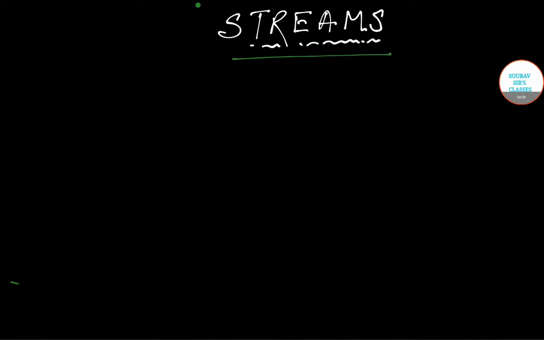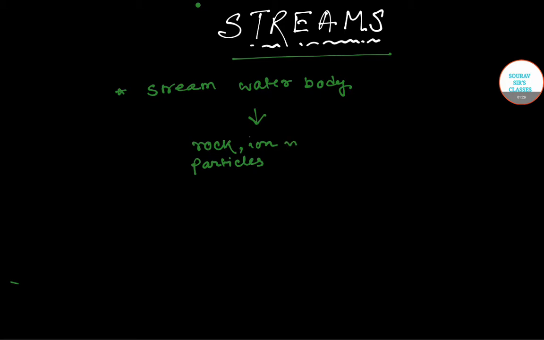So what is a stream? A stream is a water body, and the stream carries rock particles along with dissolved ions. So rock particles and ion molecules. This is the second key point. I'm just writing it like a key point so it will be easier to remember. Now this stream is a water body that flows down the slope along with a clear defined path.